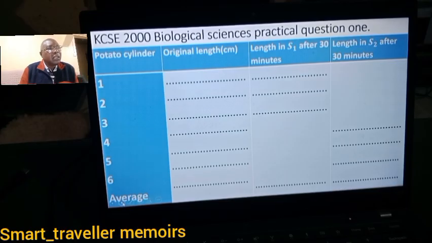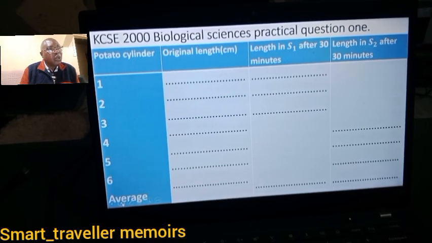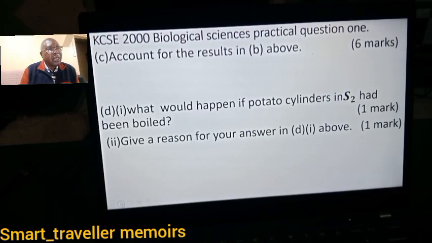C. Account for the results in B above. That is in the table. You get 6 marks. D. Roman 1. What would happen if the potato cylinders in S2 had been boiled? And Roman 2 of D, you give a reason for your answer in D1 above. You get a mark each.